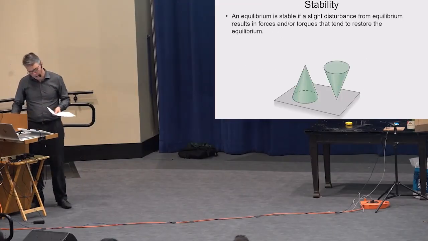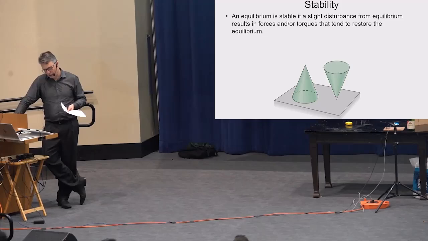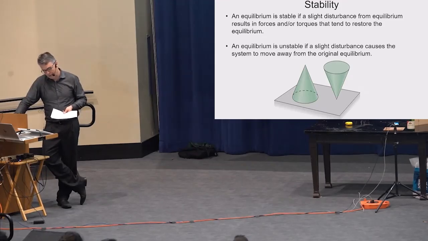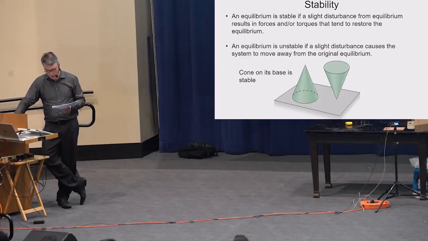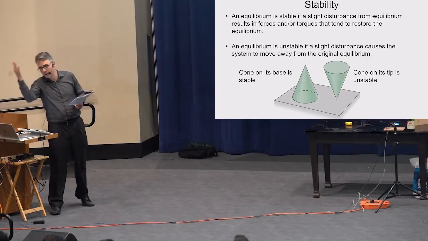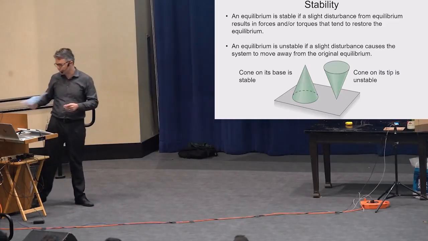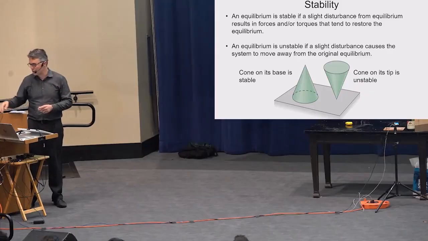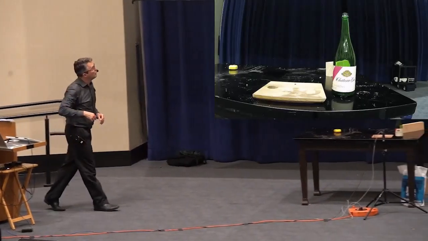Maybe a better way of putting it is, if a slight disturbance from equilibrium results in forces and torques that restore it to equilibrium, that's stable. So the cone on its base is stable. However, the cone on its tip is unstable. Any time you perturb it a little bit, it's going to have an acceleration away from equilibrium.